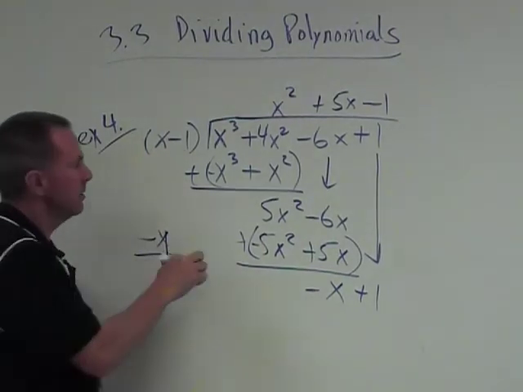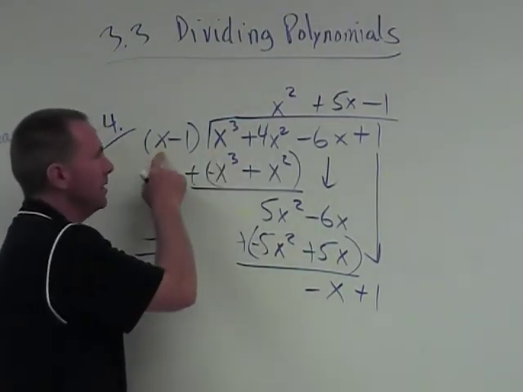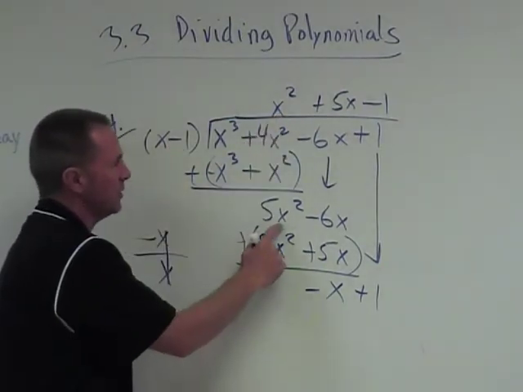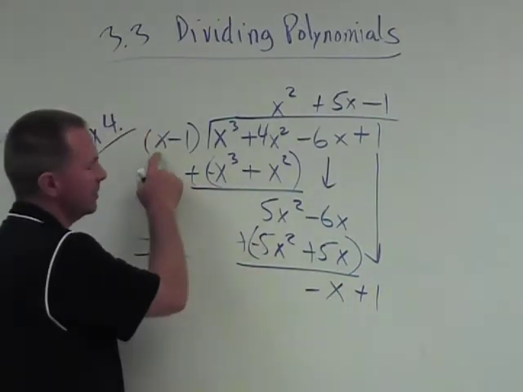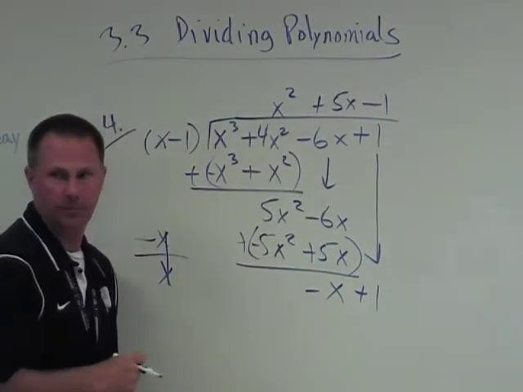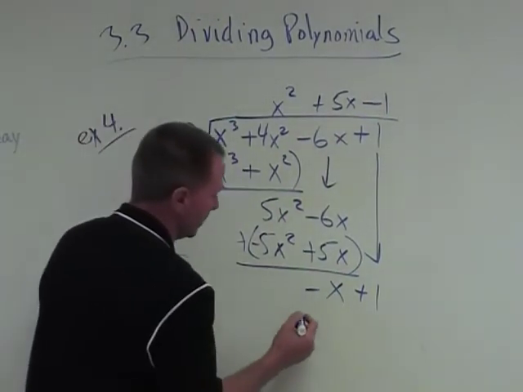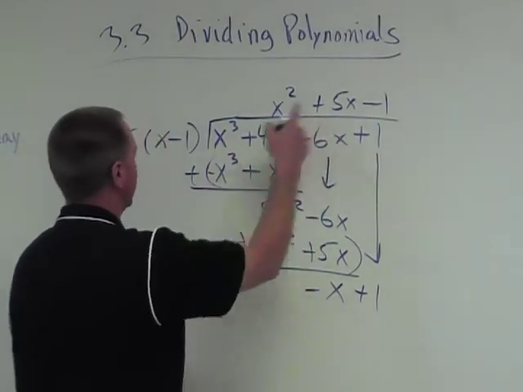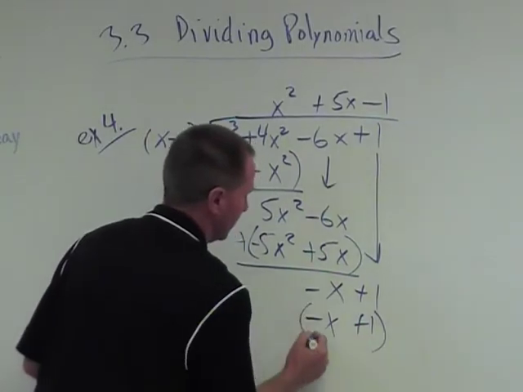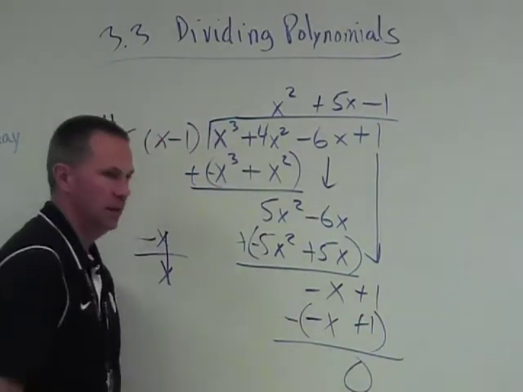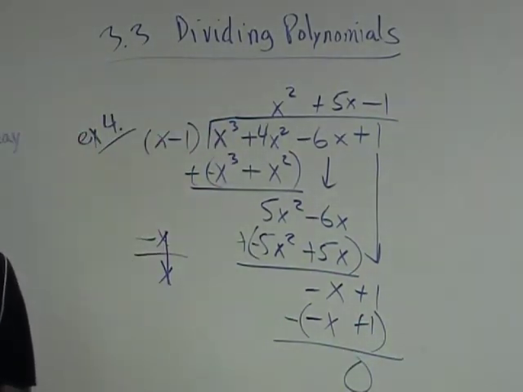Got it? So x cubed divided by x was x squared. 5x squared divided by x was 5x. And negative x divided by x gave me the negative 1. Okay? So subtract, multiply that out. Negative 1 times x is negative x. Negative 1 times minus 1 is plus 1. Subtract that, and we get 0.